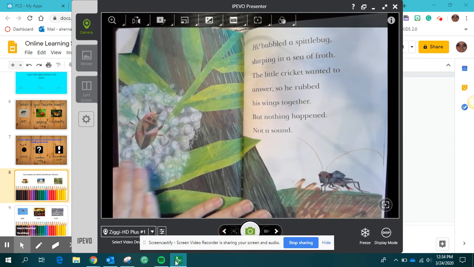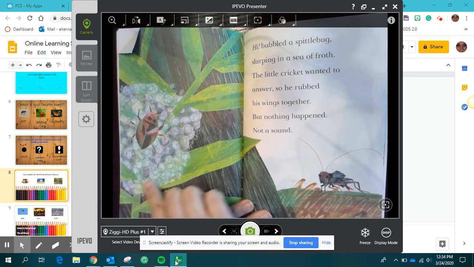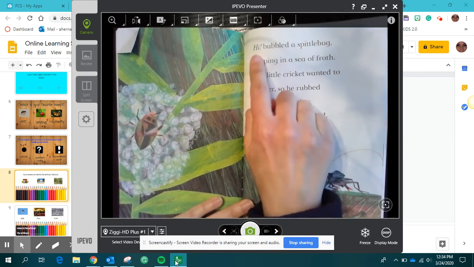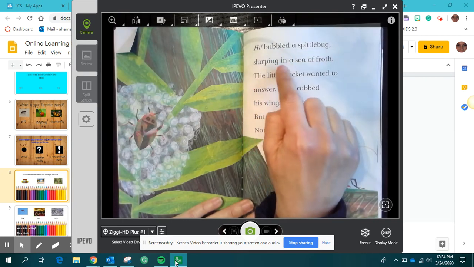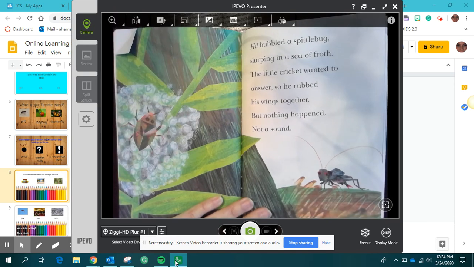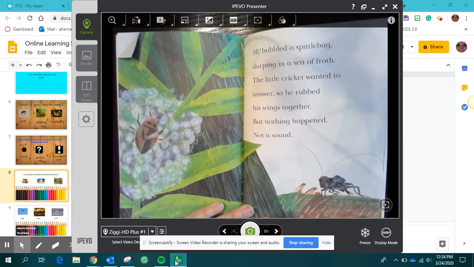Do you guys remember when I read this book? You see this page, you see the froth here? It says, "Hi," bubbled a spittlebug, slurping in a sea of froth. The little cricket wanted to answer, so he rubbed his wings together, but nothing happened, not a sound.